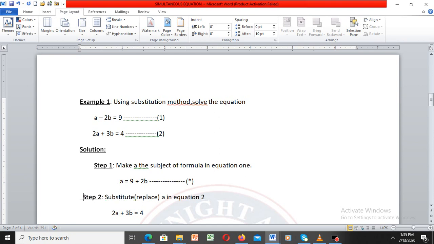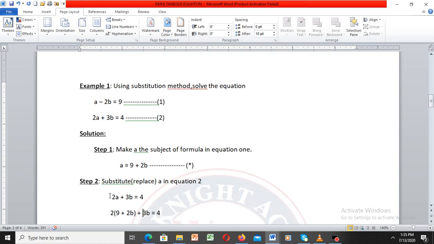Therefore, in step 2, we're going to be substituting. We substitute a in equation 2. The word substitution means replace. For footballers, when we say you substitute a player, that means you remove a player on the field and you bring another player that is on the bench. So here we're going to be replacing a with 9 plus 2b in equation 2. So equation 2 states that 2a plus 3b is equal to 4. So instead of writing a, we are going to put 9 plus 2b there, since a is equal in value to 9 plus 2b.